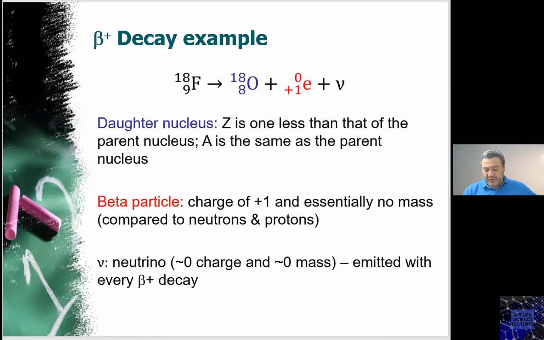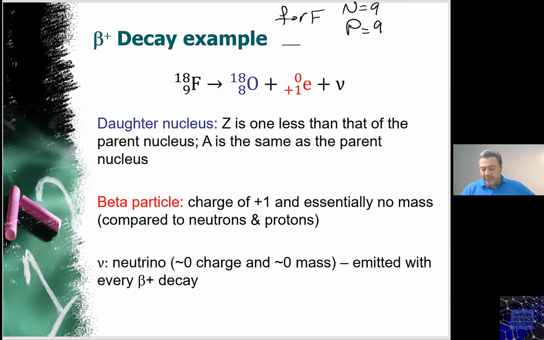Here we have F with N equals 18 minus 9, which is 9. We have the protons equal to 9. However, for O, one proton is going to be replaced with a neutron, so N becomes 10, and now the protons becomes 8. And as you can see, if you add those two numbers to get the mass number, 18 is the mass number, it will not change. However, the proton number has decreased by 1.